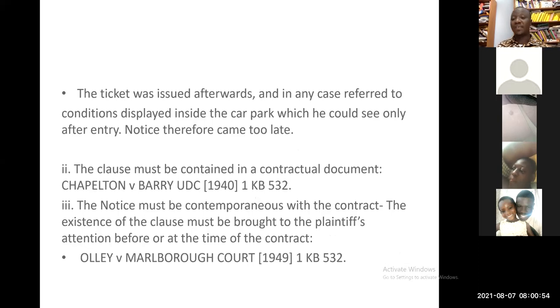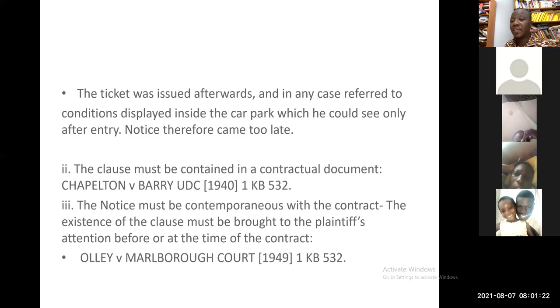Yeah, we've talked about the fact that the exemption clause does not require signature. We've said that it's not just a question of giving actual notice. You must give reasonable notice. And where the clause is unusual, you have to give even greater notice.